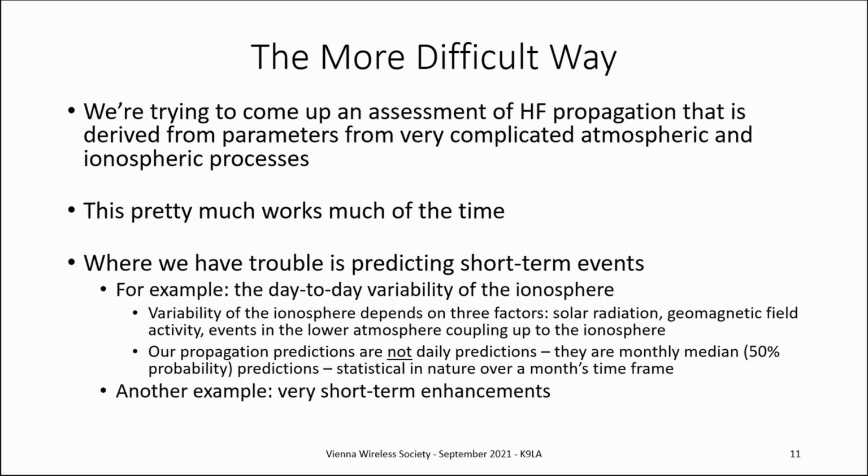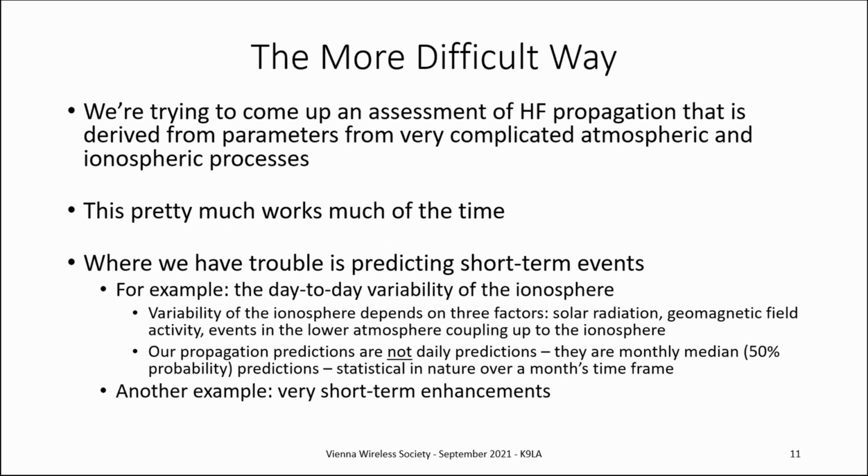In this more difficult way, what we're trying to come up with is an assessment of HF propagation that is derived from parameters from very complicated atmospheric and ionospheric processes. In other words, we're trying to simplify things. This pretty much works much of the time, but we have trouble predicting short-term events. One short-term event is the day-to-day variability of the ionosphere. We really find it tough to predict what tomorrow is going to be.